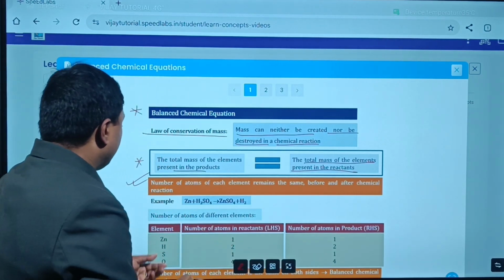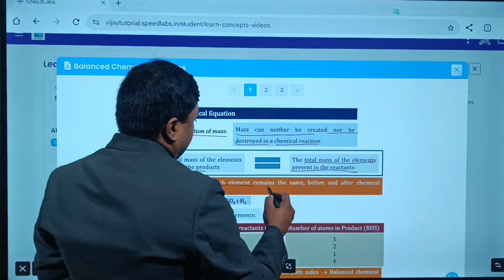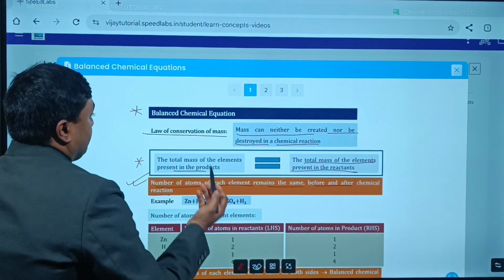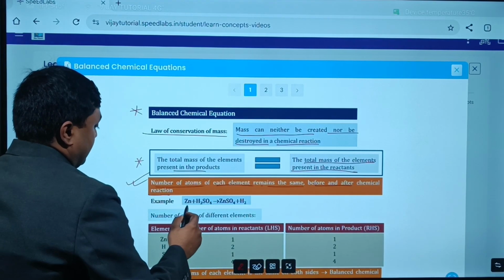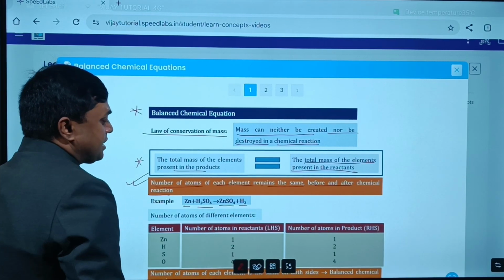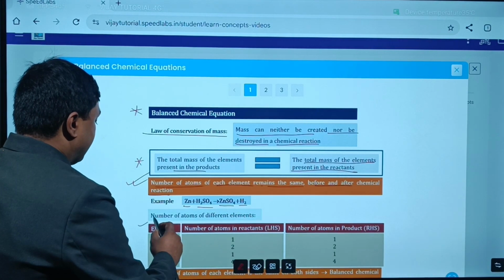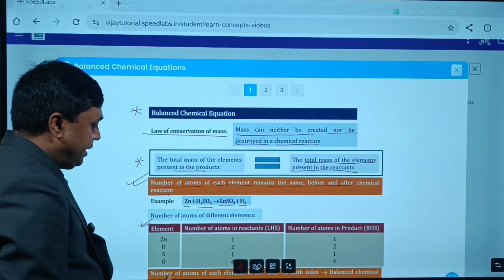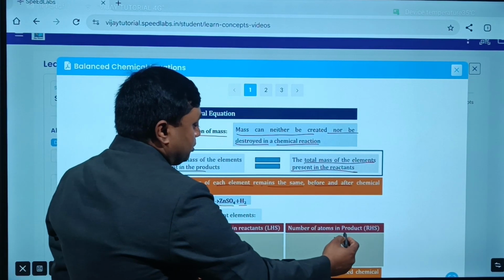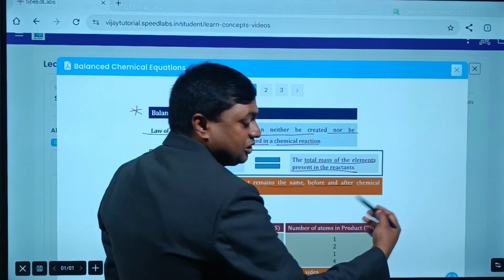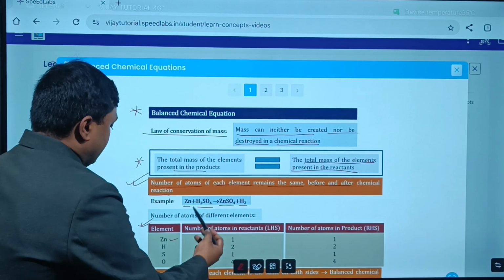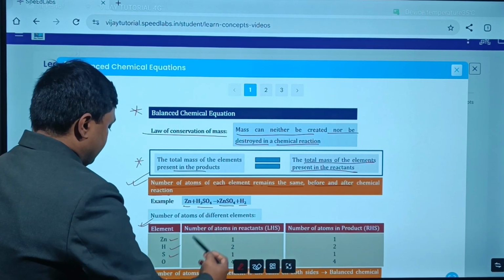Is it clear? So the number of atoms of each element remains the same before and after the chemical reaction, such an equation is called a balanced chemical equation. For example, you can see zinc plus sulfuric acid gives you zinc sulfate plus hydrogen. So generally we write like this: first column element, number of atoms in the reactant or LHS side, number of atoms in the product or RHS. Yes or no? So what are the elements involved? Zinc, hydrogen, then sulfur, then oxygen.